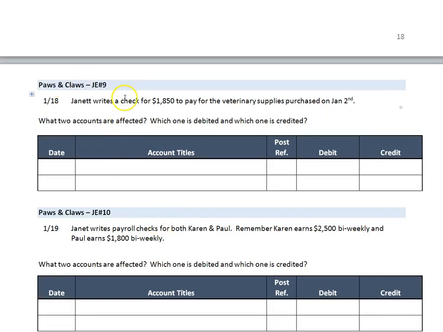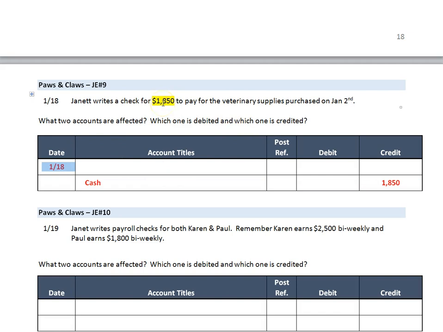All right, number 9, Janet writes a check for $1,850 to cover the veterinarian supplies purchased on January 2nd. So what 2 accounts are going to be affected here? Well, we're writing a check, so we're paying out cash. Sometimes you don't have to write the debit first, you can put the credit first, right? So you can think, well, I know they're definitely paying out cash. It says that in the problem. And then we can think about what we're going to record here.